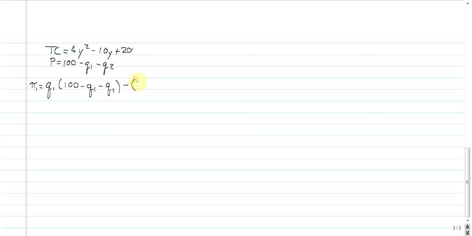Okay? So I have now that TC is 4y squared minus 10y plus 20. Just going to double check and make sure that's right. Yep. And then P is 100 minus Q1 minus Q2. Okay, and now firm 2 has this same total cost function as firm 1. So let's set up a profit function for firm 1, just like we did before. Right, and it's going to be Q1 times this 100 minus Q1 minus Q2. And then we'll subtract from that total cost. And again, I'll put these in terms of Q.